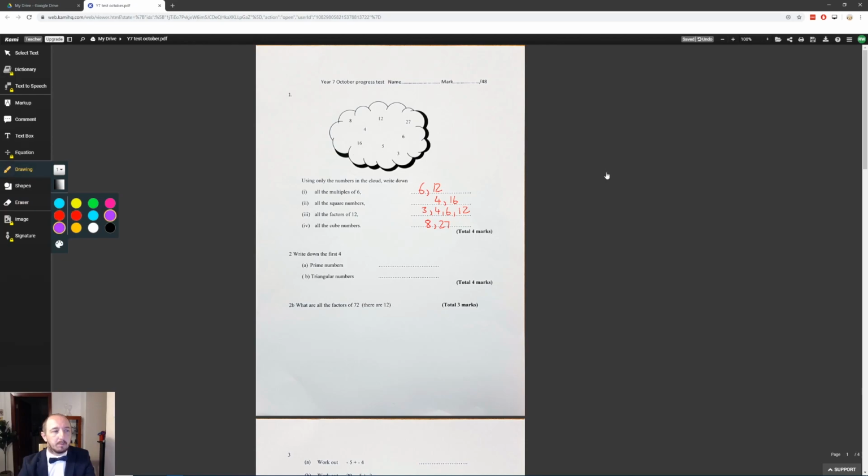All of the prime numbers, starting with the first one, is 2, 3, 5, and 7. Okay? 1 is not a prime number because the definition is it has exactly 2 factors, and 1 only has 1 factor, 1. So we don't include that as a prime number. Triangular numbers, we have 1, 3, 6, and 10. Remember, we build those up with the layers like so.